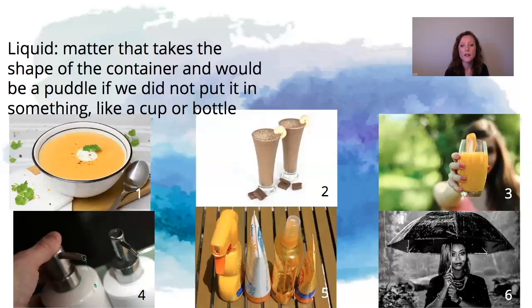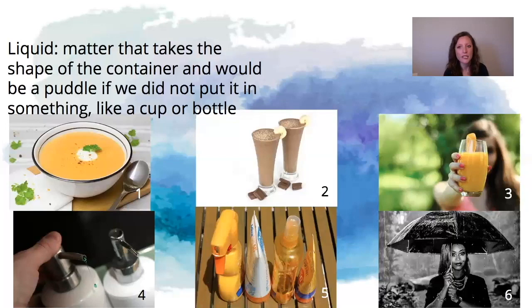And so if my container is wavy, then when I pour it in, it might kind of look wavy inside. If my container is tall and skinny, then it's going to start to fill up and look tall and skinny. So the liquid takes the shape of that container. And you can see in pictures 1, 2, 3, 4, and 5, all of those containers are very different, but they can all hold a liquid.